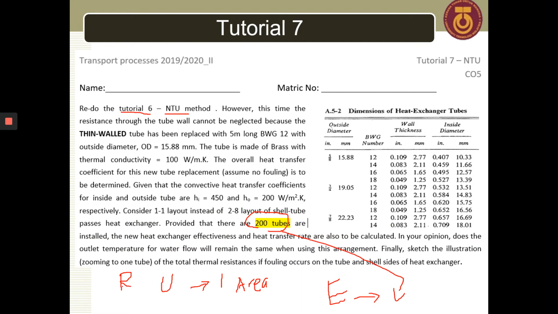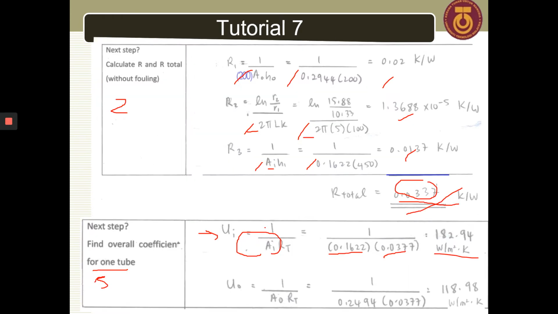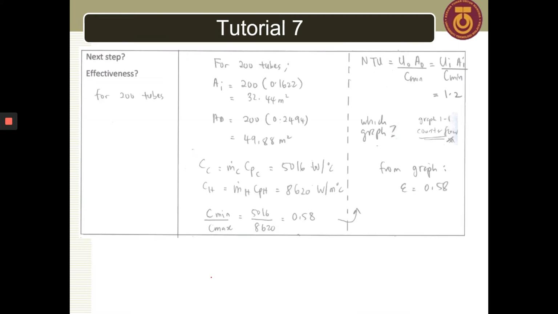Okay, the resistance and the overall area, normally you consider for one area, in order to avoid that confusion. And for the effectiveness, you multiply with the number of tubes. So this is step number 2, step number 3, this is step number 2, this is step number 3. Then we go to step number 5, right?